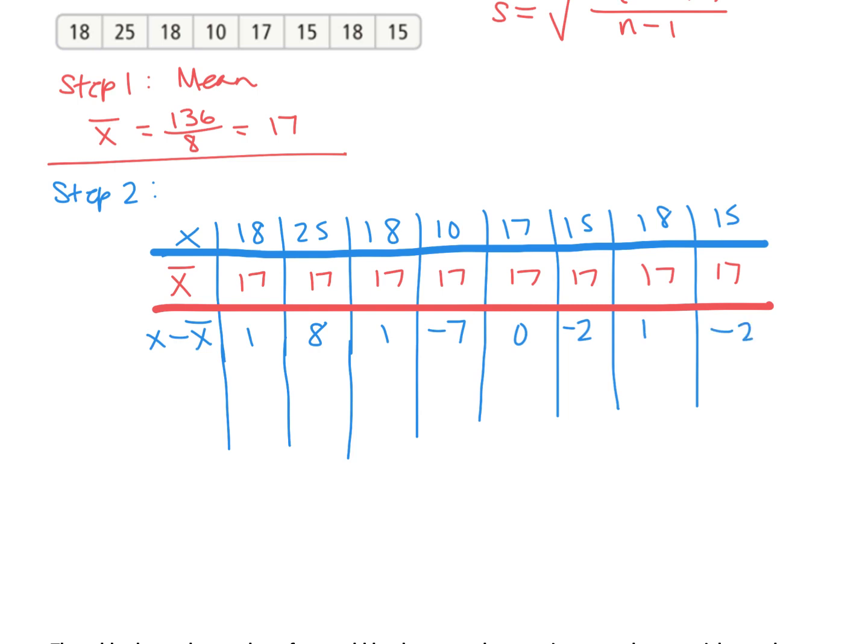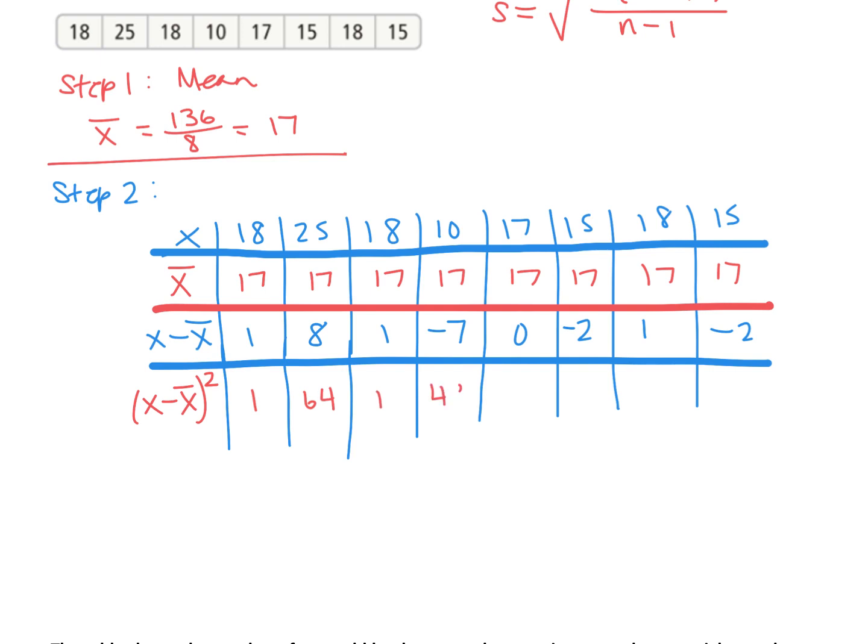Okay. So our next step is we are going to square all of those numbers. So we're going to take that last number, x minus the mean, we're going to square it. So all of these numbers that we just found, we square those. So 1 squared is 1, 8 squared is 64. 1 squared is 1. Negative 7 squared, it will turn positive, 49. 0 squared is 0. We get a 4, 1, and 4.